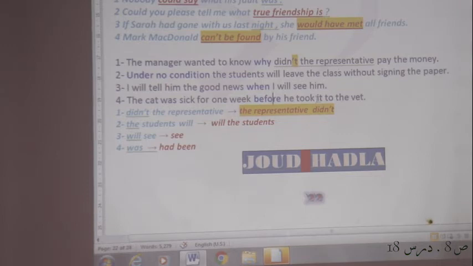So what action happened first? What was the first situation? What was the first case? The first case was that the cat was sick. So I use the past perfect for "was" because it's the first action. How do we make past perfect? We need had plus the third form of the main verb. So we use had, as you can see here. Had plus the third form of be, in this case been. So always the third form of verb to be is been. So the cat had been sick for 1 week before he took it. This is the second action, and it is in the past simple, as you all know, to the vet.